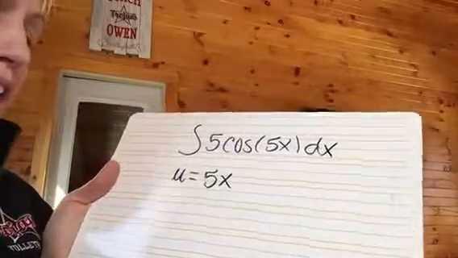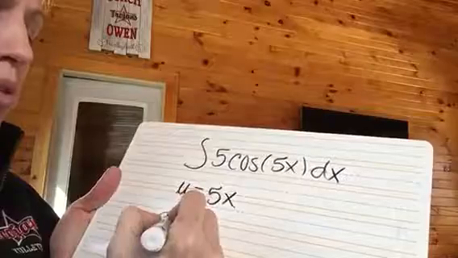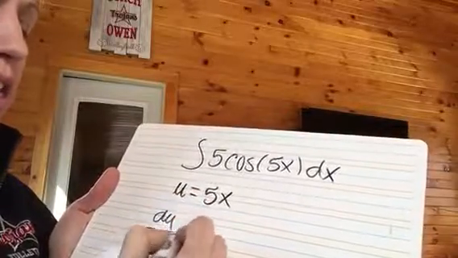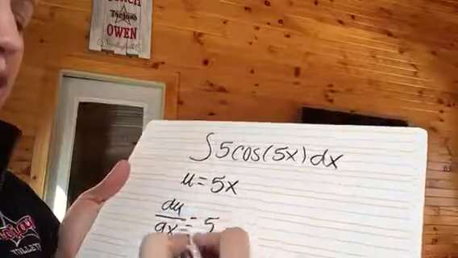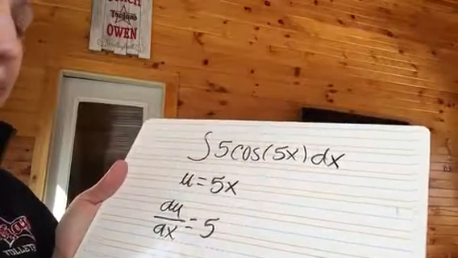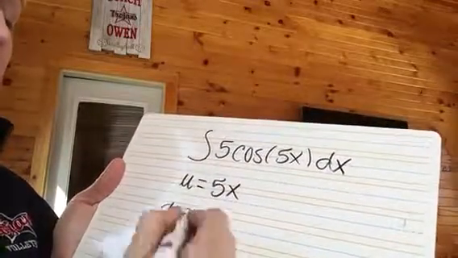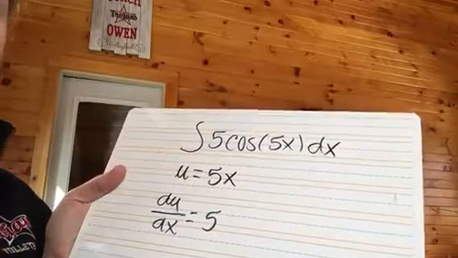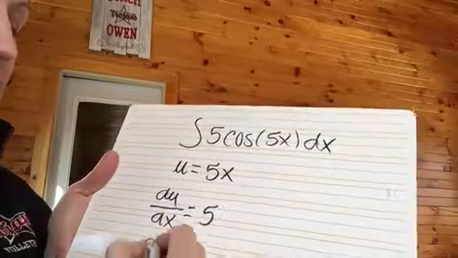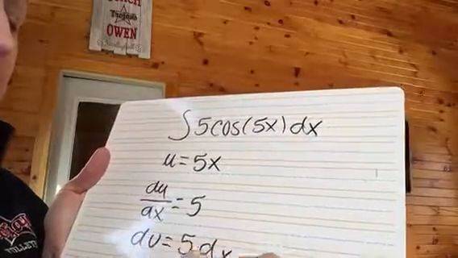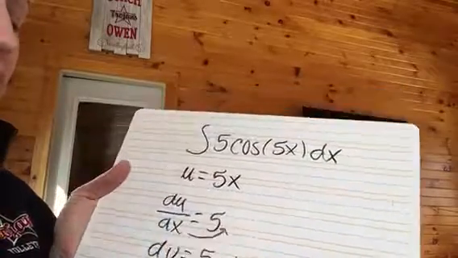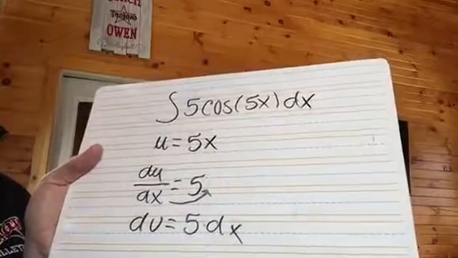So now we're again going to take the derivative of that u with respect to x. So the derivative of u with respect to x this time would just be 5. Okay? As always, we're going to do a rewrite of this part because we want the dx over on the right-hand side. So my du will actually be equal to 5 times dx. So I'm actually moving that dx over to the right-hand side.